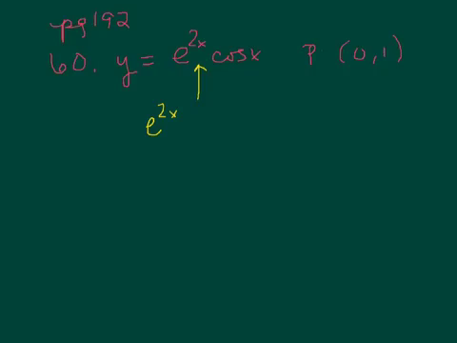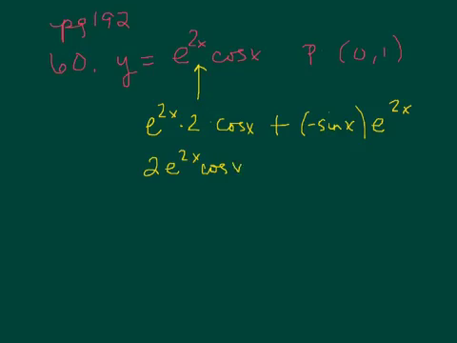Okay, so the derivative of e to the 2x is e to the 2x, but times the derivative of the exponent, which is 2. Now I'm ready to do times the second, which is cosine of x, plus the derivative of cosine, which is negative sine. The derivative of that angle is 1, so I don't have to worry about that. Times the first, which is e to the 2x. 2 e to the 2x cosine of x minus e to the 2x sine of x.